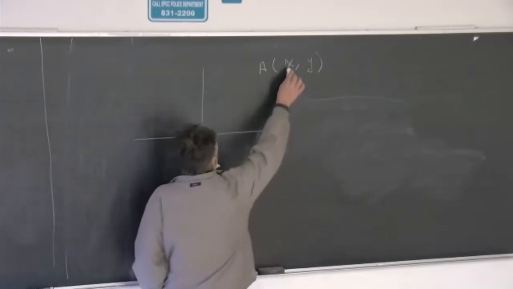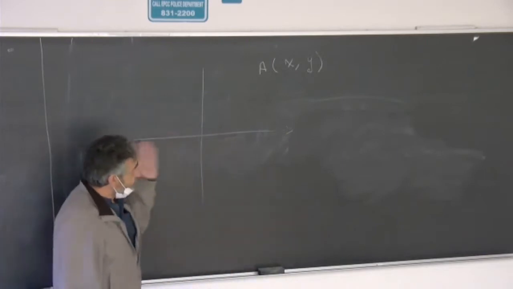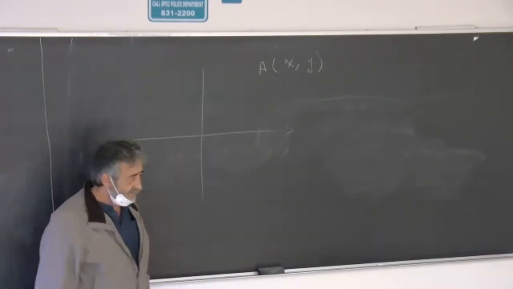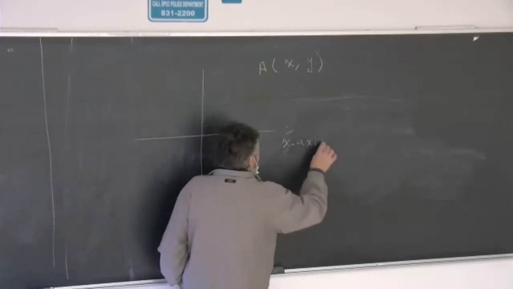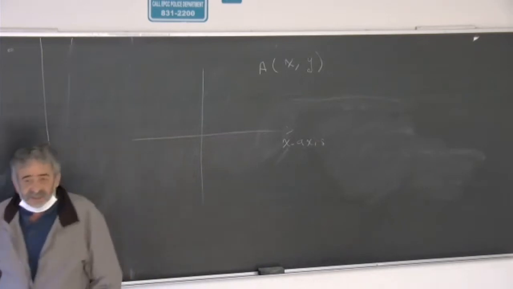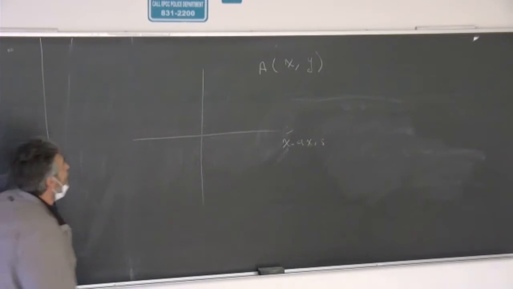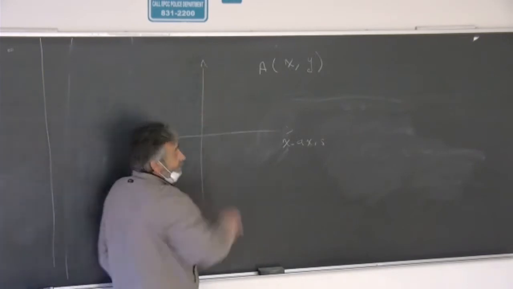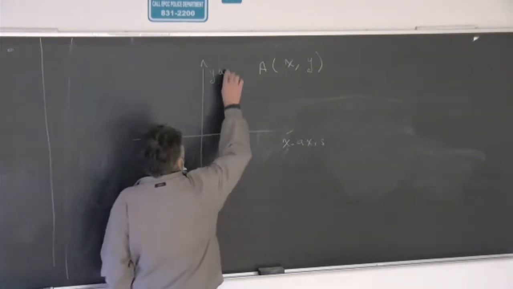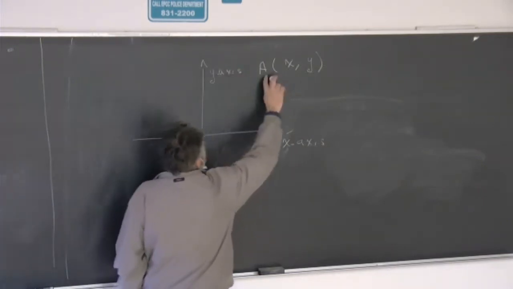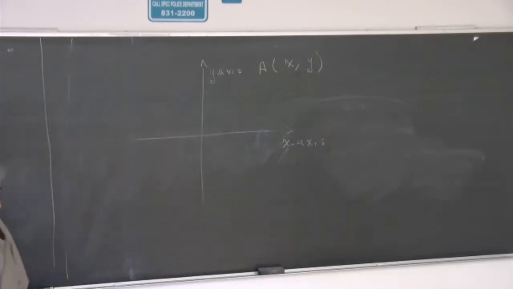Now, in this case, the first value is always the horizontal distance. So I'm going to call the horizontal line the x-axis. We're going to call the vertical line the y-axis, since I specified the point A to have an x and y value.